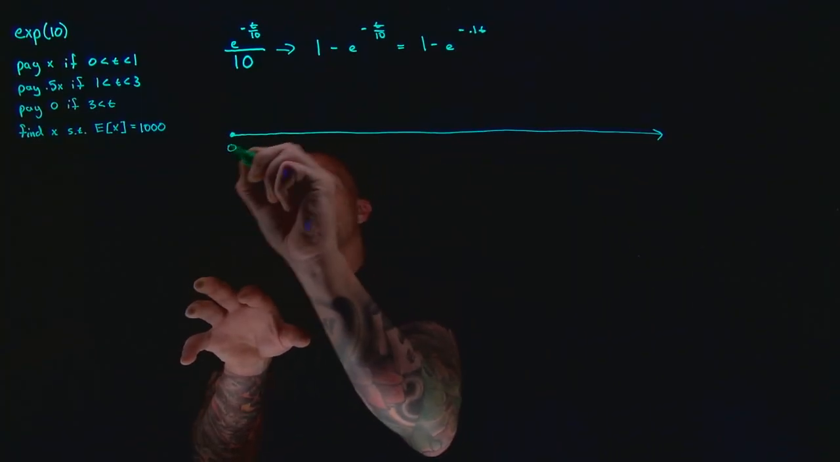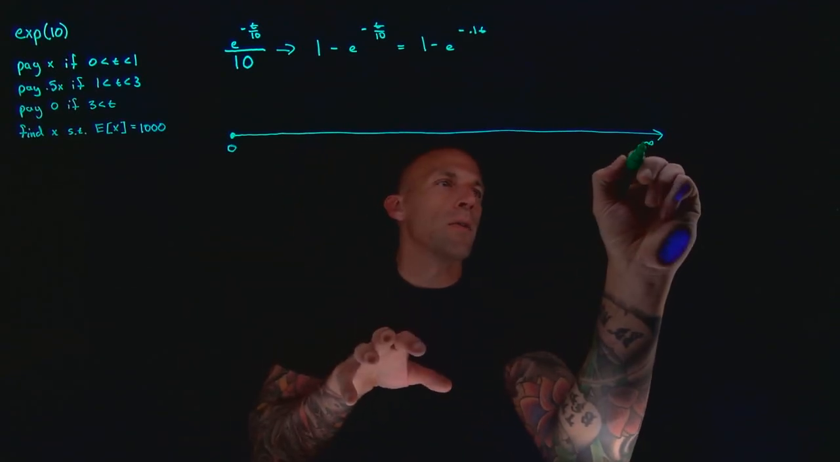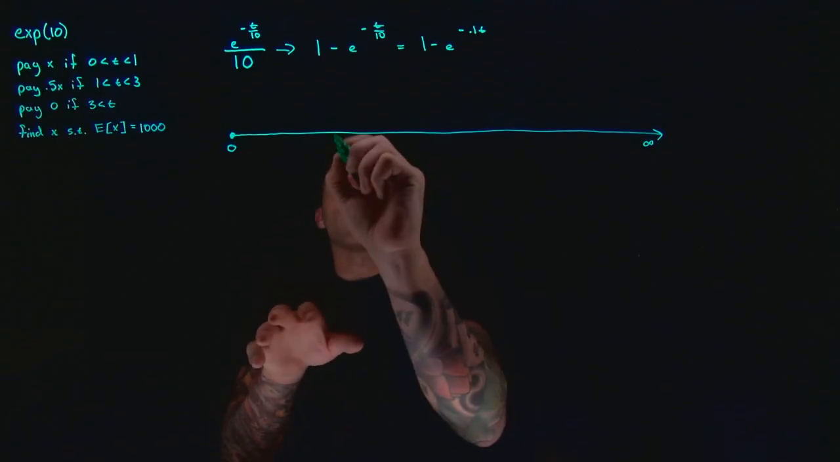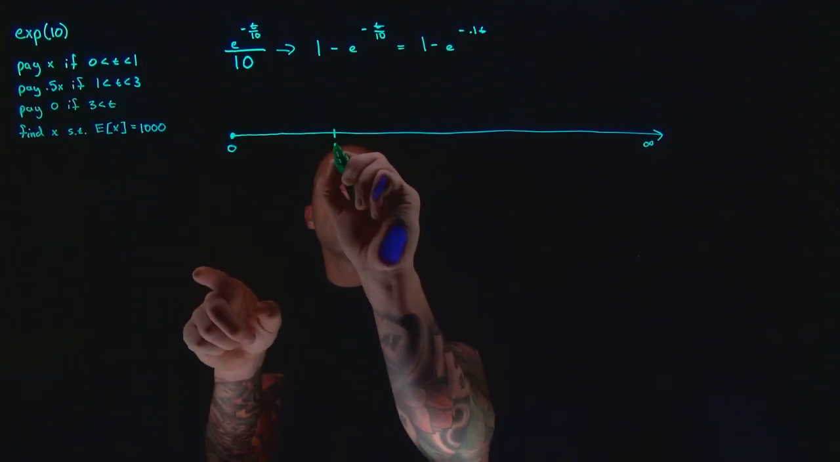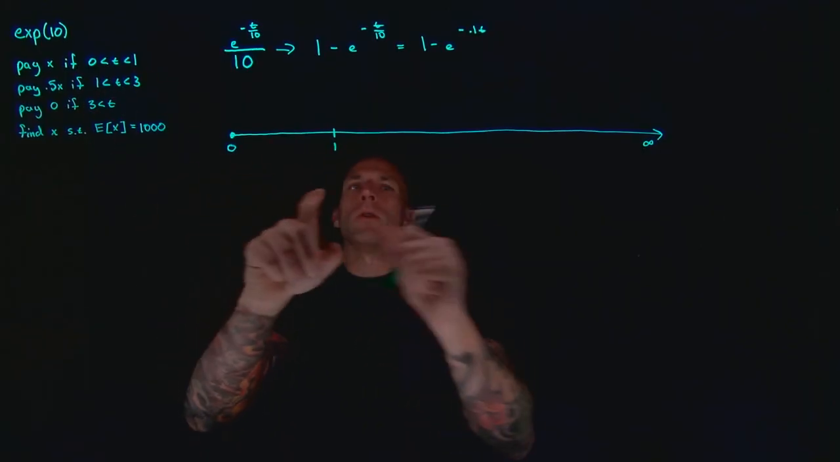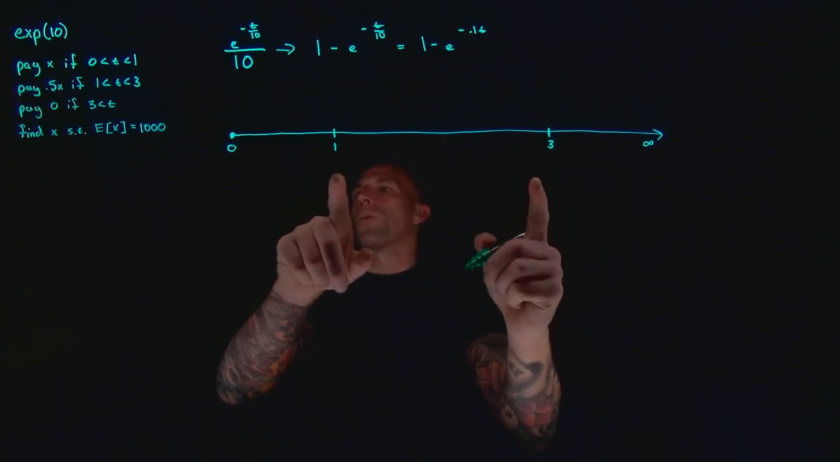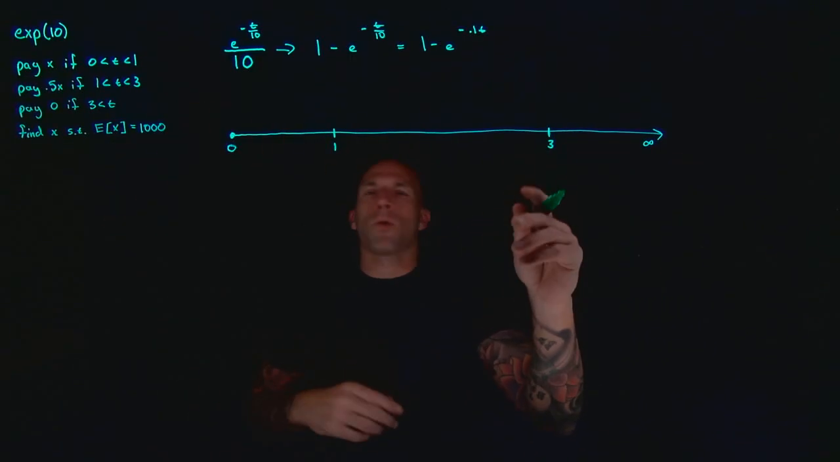Here we have 0 years, the beginning of time. And here we have infinity years, the end of time. But we really only care about what happens at year 1, because we could fail and pay a certain amount between year 0 and year 1, and then again here at year 3, because we pay a different amount between year 1 and year 3, and then after year 3 we don't pay anything.